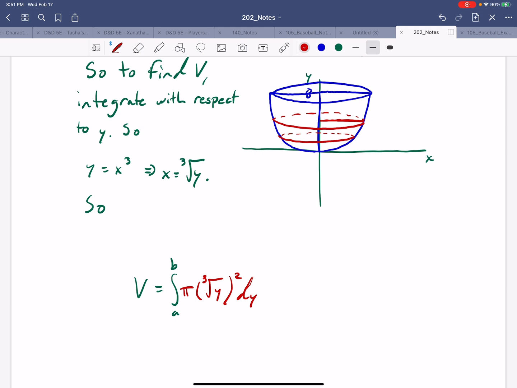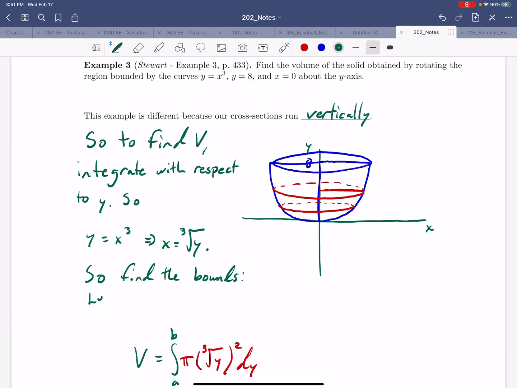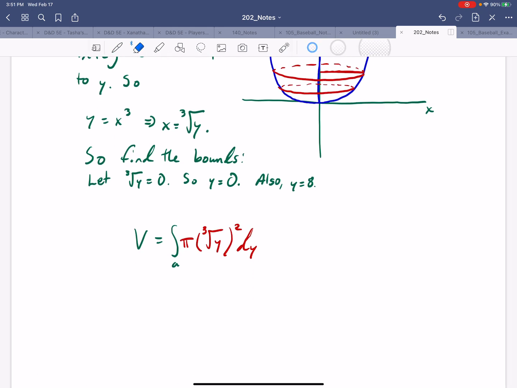Now the question is, what are our bounds? We need to find our bounds. Note that because we're working with y, we're going to let the cube root of y equal 0, so y equals 0. Also, we were given that y equals 8. So really, our bounds are going to be from 0 to 8.